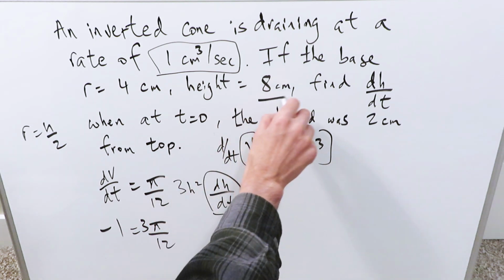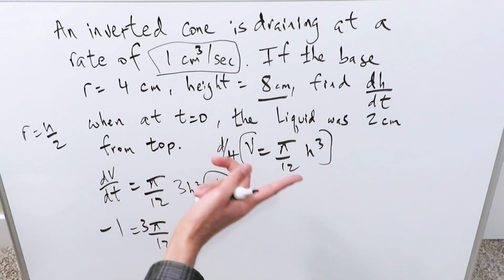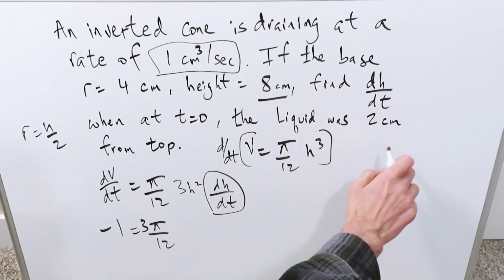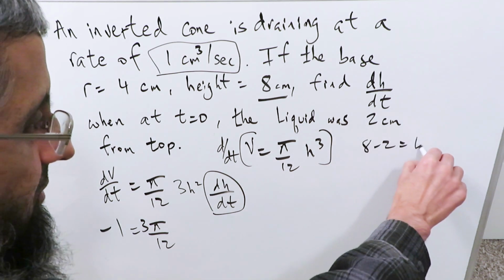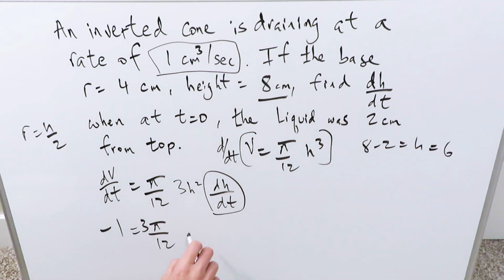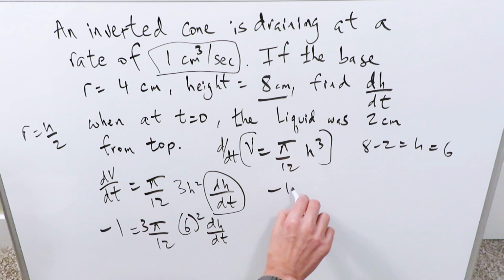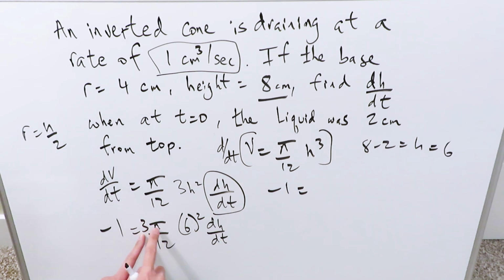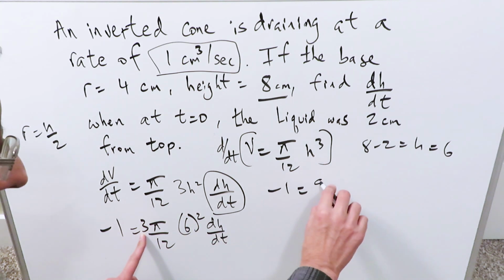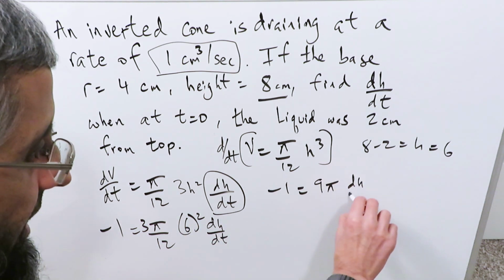It's not going to be this. Your liquid is topped off in that inverted cone 2 centimeters from the top. 8 minus 2 is equal to h, which is equal to 6. That's what we have. 6 squared. This is what we're calculating for dh over dt. Bring everything into play. Minus 1 is equal to 3 pi times 36 over 12. You have here 12 going into 36 3 times. I'll have here a 9 pi dh over dt.